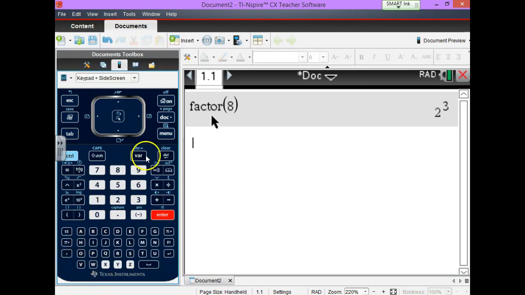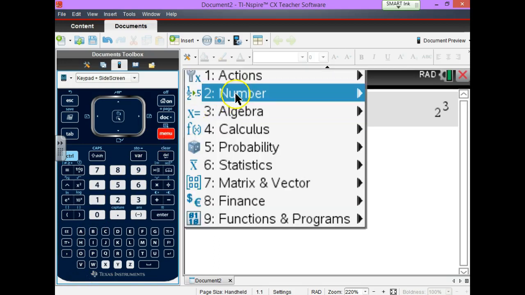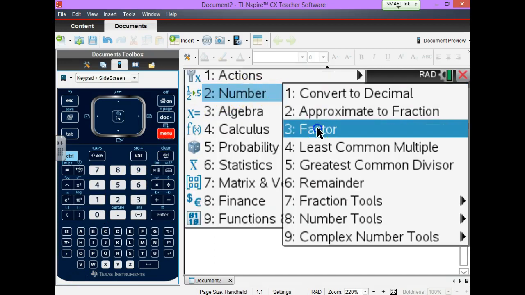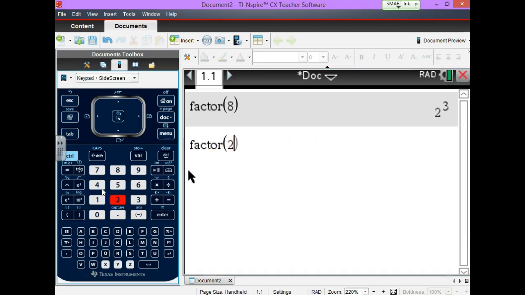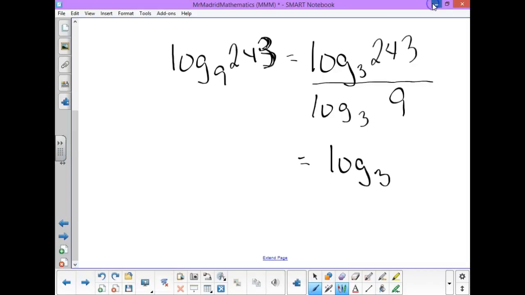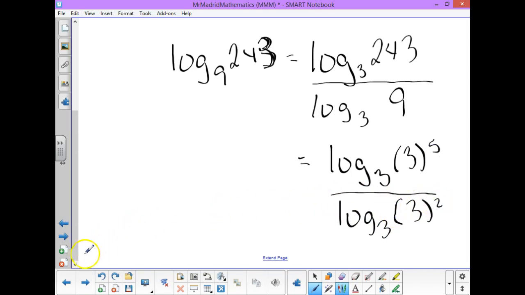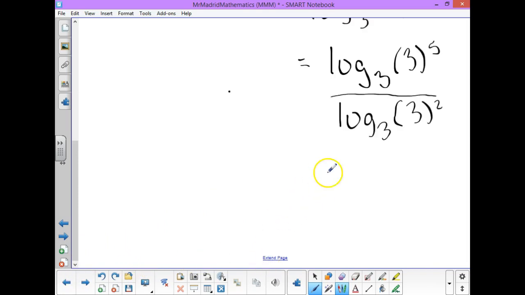So let's see what you guys have been covering in class. Numbers, factor, 243, enter, and I see it's 3 to the 5th, okay? So then I'm going to come up in here, it's 3 raised to the 5th over log base 3 of 3 squared. Alright, so now that we've got it in that form, some of you guys are like, oh, I see it. If you see it, that's a good sign. If not, hang tight. We've got the rest of the week.